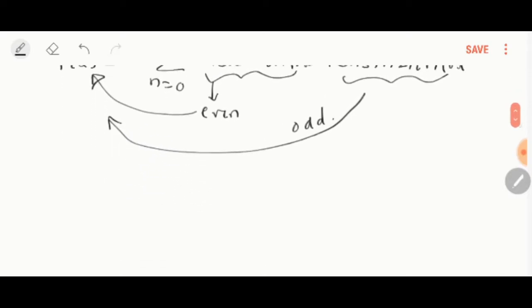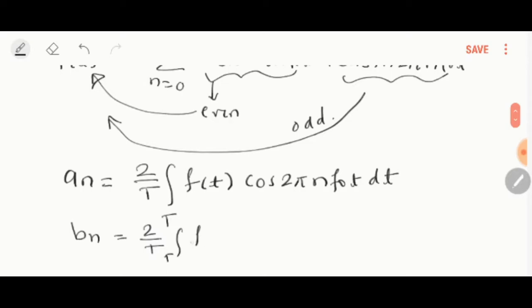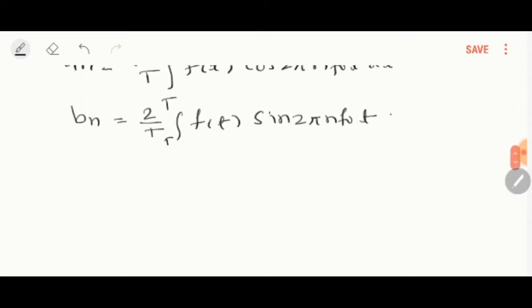And correspondingly, an was calculated as 2 over T integration over T of f(t) into cos 2 pi n f naught t dt, and bn was 2 over T integration over T of f(t) sin 2 pi n f naught t dt. These things we have calculated and were the part of the trigonometric Fourier series.